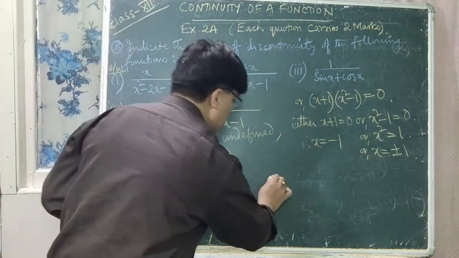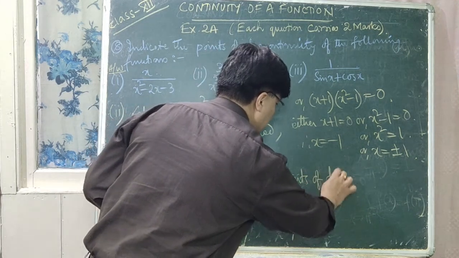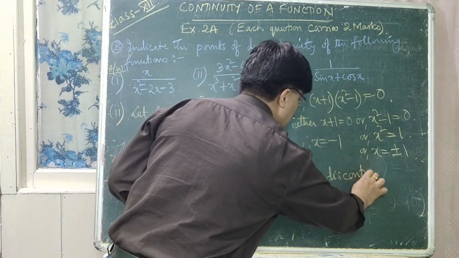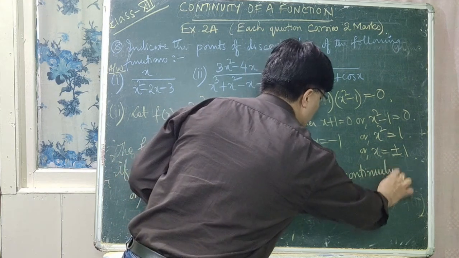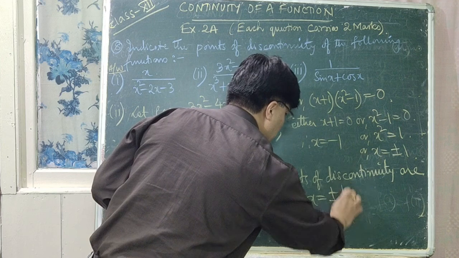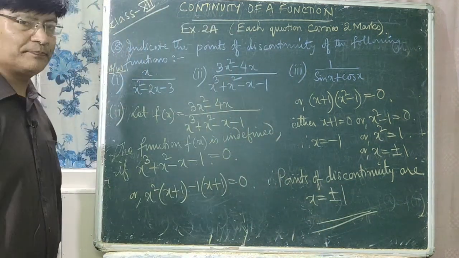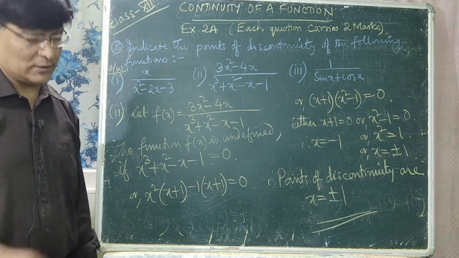So here the points of discontinuity are x is equal to plus minus 1. So this is your answer. So I think you have understood it. So you can copy it.